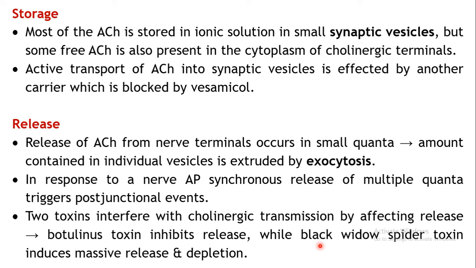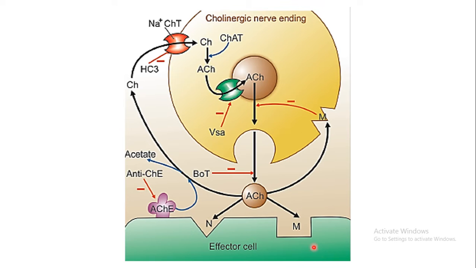Whereas there is one more type of toxin, that is black widow spider toxin. It induces the release actually. Because of this, whatever stored ACH is there will get depleted. The entire amount will be massively released by this particular black widow spider toxin, as a result of which the stores of acetylcholine will get depleted. It will get over. So unless and until new acetylcholine is synthesized, it will not be available for the release.